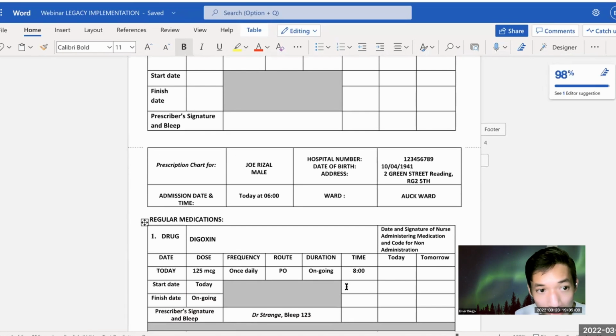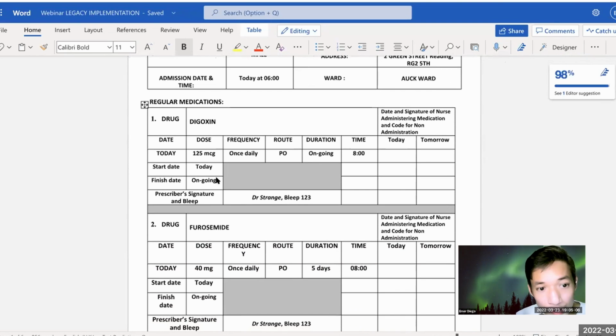So the first regular medication is your digoxin. The date is today, the dose is 125 micrograms, frequency is once daily, the route is per orem, the duration is ongoing, the start date is today, the finish date is ongoing, signed by Dr. Strange, bleep number 123. Is correct, complete, and it's due your time. Remember, we are giving the 8 o'clock medication. So can we give this medication? Are we giving this medication or not?